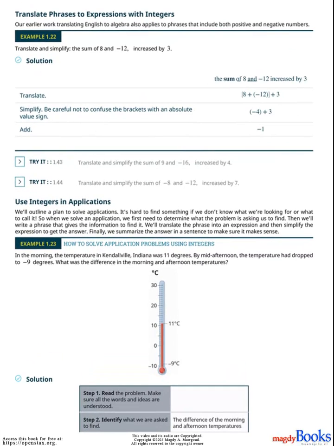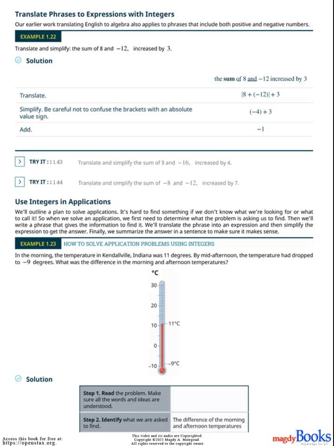1.2.6. Translate phrases to expressions with integers. Our earlier work translating English to algebra also applies to phrases that include both positive and negative numbers. Example 1.22. Translate and simplify. The sum of 8 and -12 increased by 3. Solution. Translate. [8 plus (-12)] plus 3.